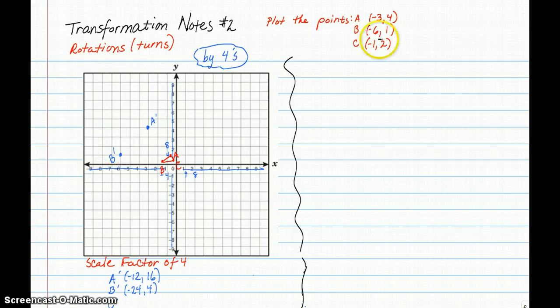Now our C prime is also going to be by 4. So we've got negative 1 times 4 is negative 4. 2 times 4 is positive 8. So negative 4, 8, there's your C prime. So by just changing the scale, you're able to fit it all on here.